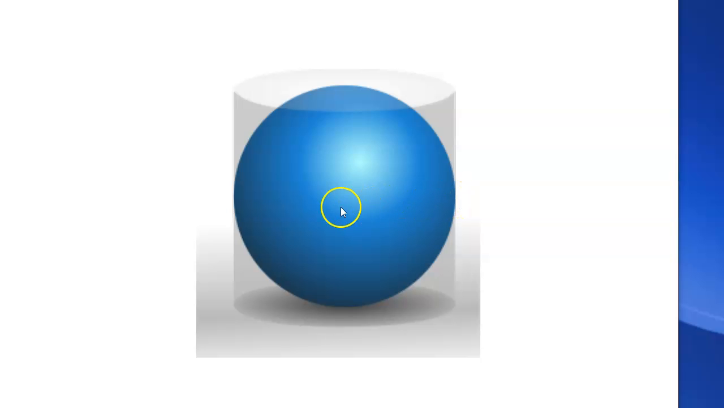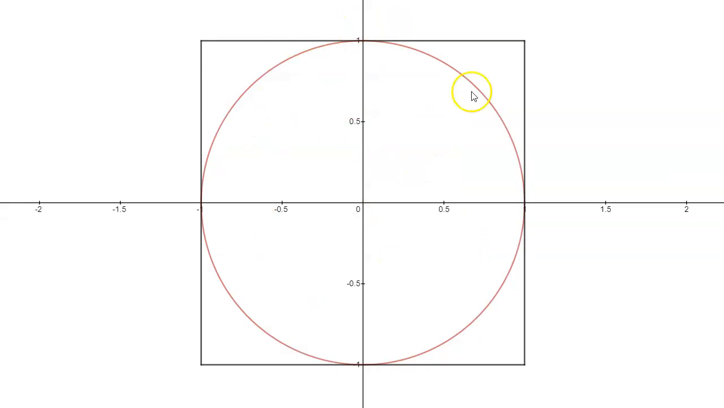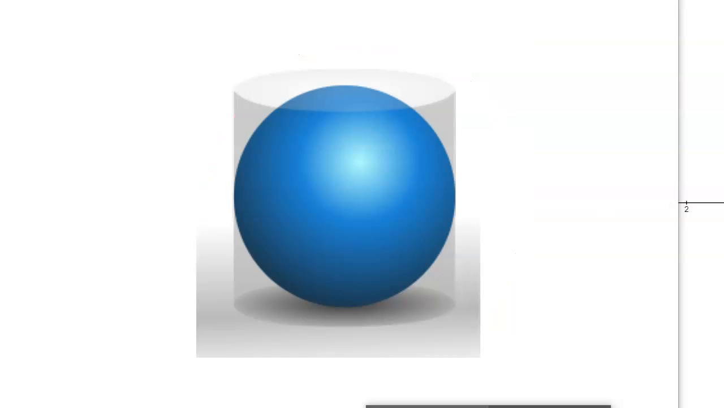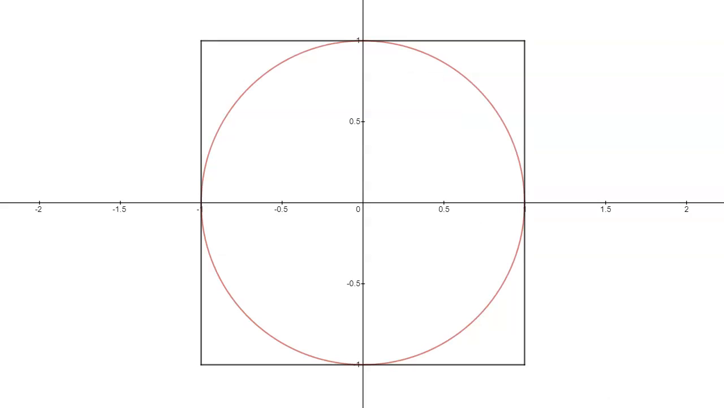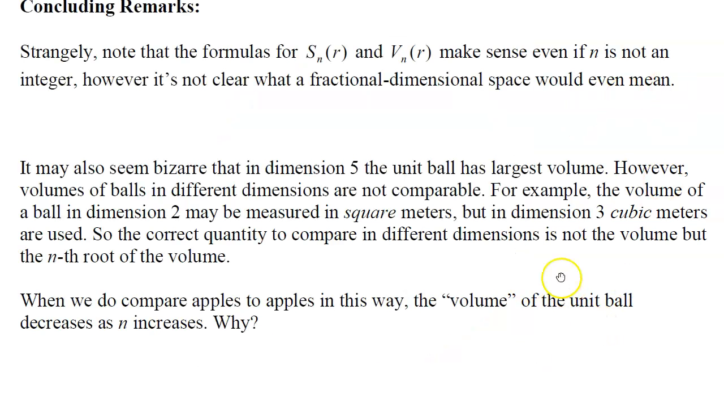The box would have the same center as the sphere, and the sides of the box would be 2. That takes up a smaller percentage of the box than the initial circle took up of the square. So in dimension 2, this percentage was bigger than in dimension 3. The volume of the unit ball is in some sense getting smaller. That helps explain why, when we compare apples to apples, the volume of the unit ball actually gets smaller.